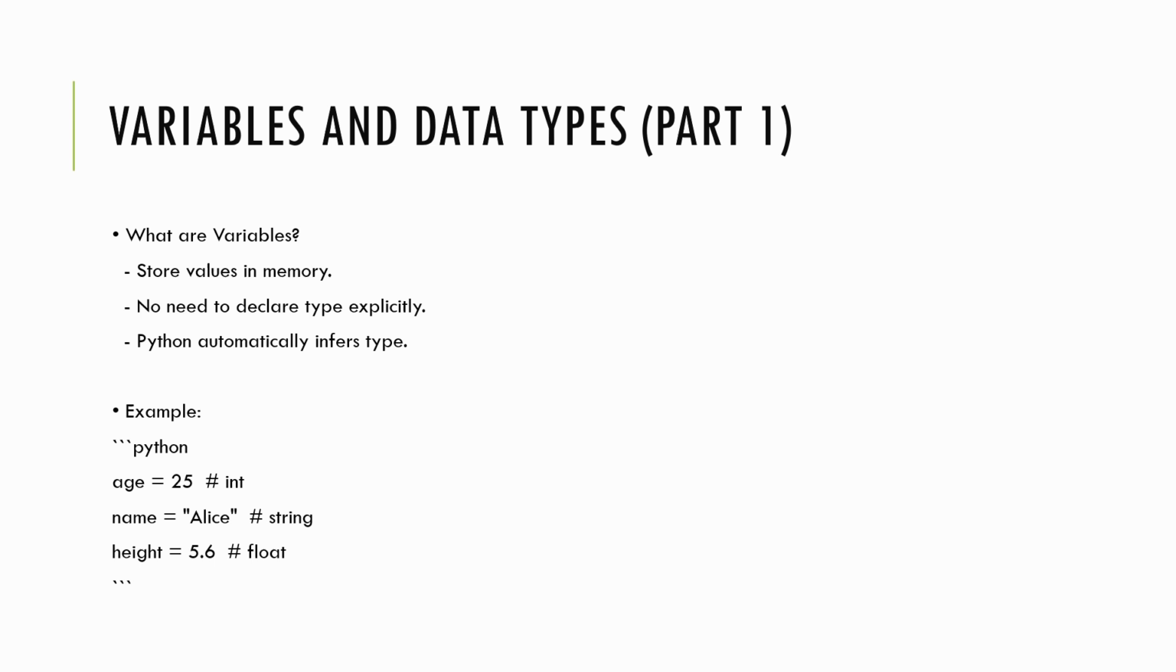Let's begin with variables and data types. In Python, a variable is used to store a value. The great thing about Python is that you don't need to explicitly declare the type of a variable. Python automatically figures it out based on the assigned value. For example, you can create a variable called age and assign it the value 25, like this. Here, age is an integer, name is a string, and height is a floating point number.